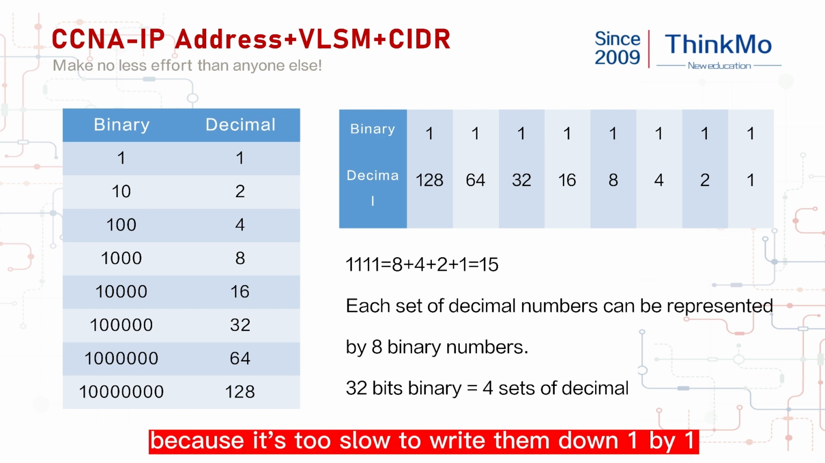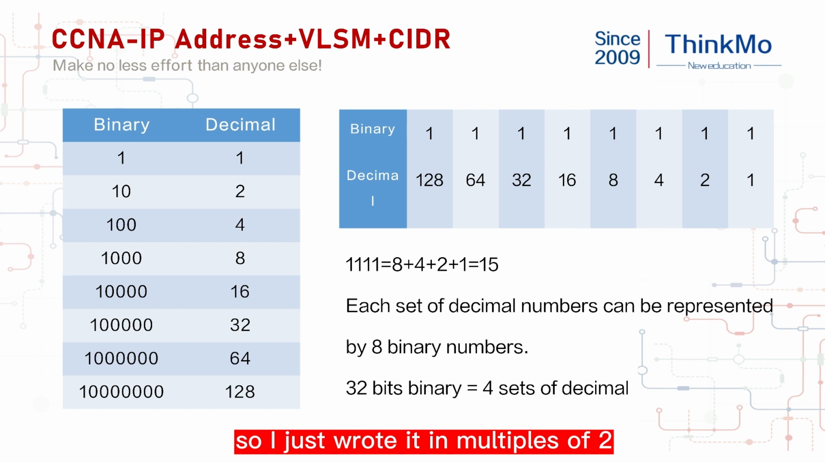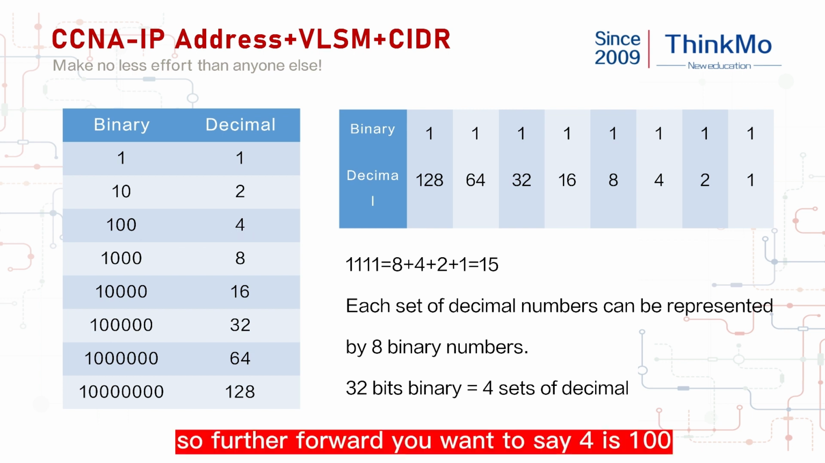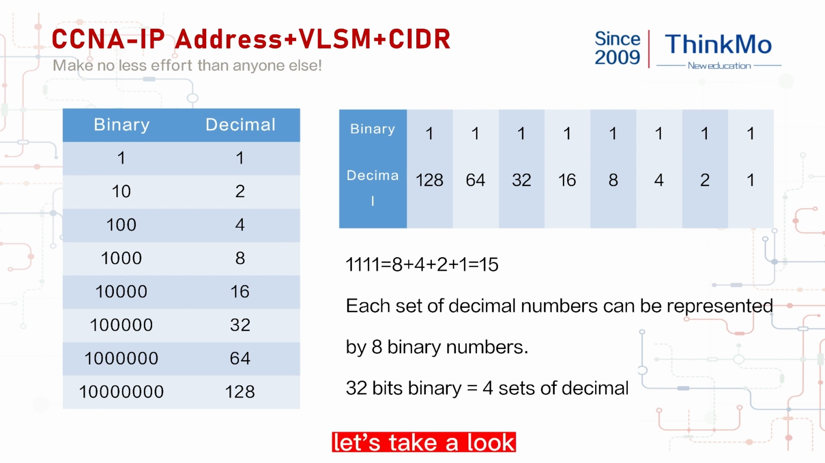Because it's too slow to write them down one by one, I just wrote it in multiples of 2. If 4 is expressed in binary, because 11 represents 3, going one step further, 4 is 100. Now the difficulty level goes up. What if I now want to express 8 in binary? Let's take a look. The last digit is 1, which represents that the value of this bit is 1. This 10 corresponds to a bit value of 1 that stands for 2. So if there are 3 ones here, it stands for 7. If I want to express 8, I have to move forward 1 bit. It's 1000.